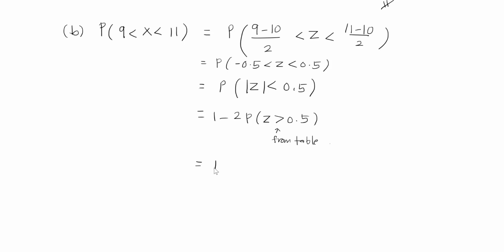So it is equal to 1 minus 2 times 0.3085, which is 1 minus 0.617. So it's equal to 0.383.